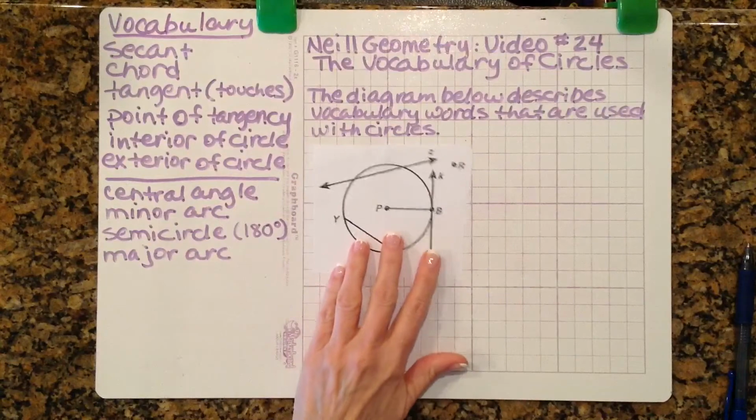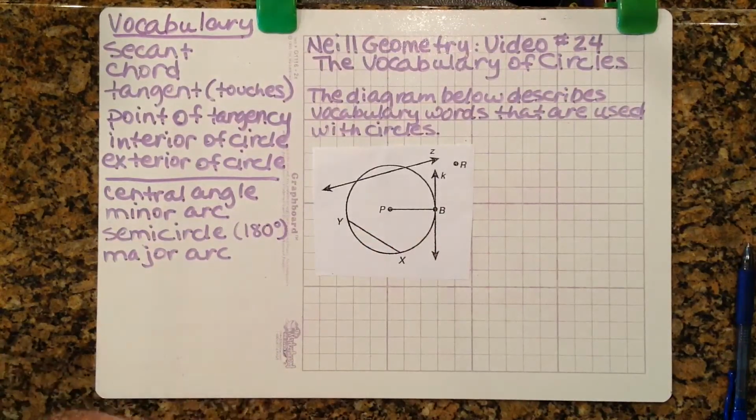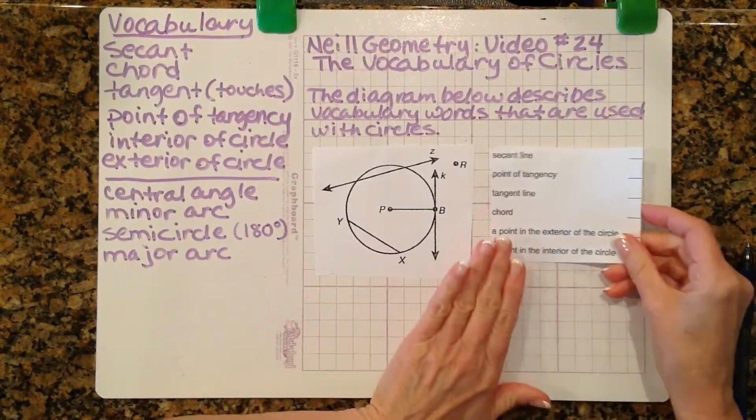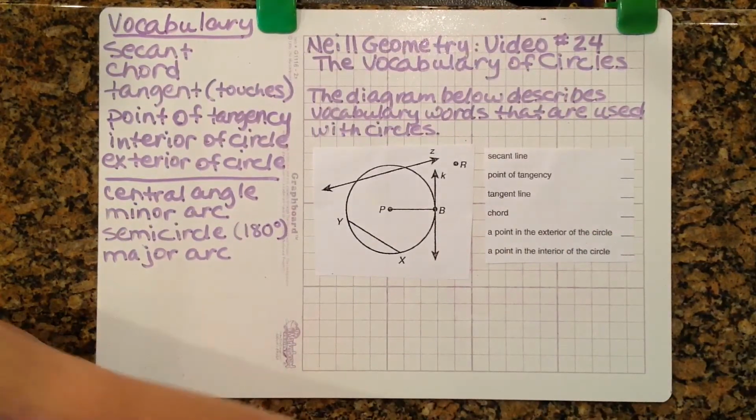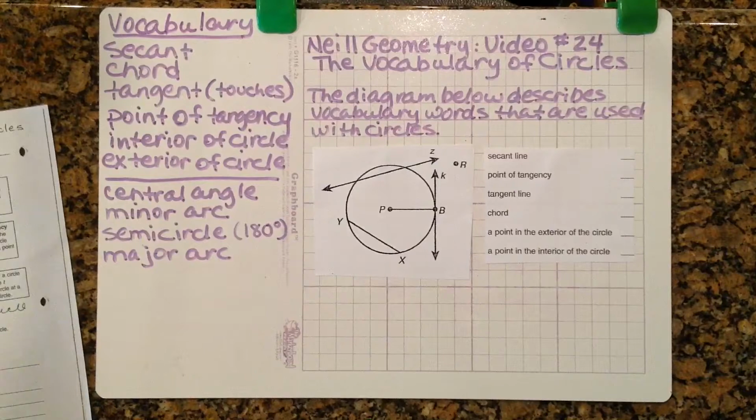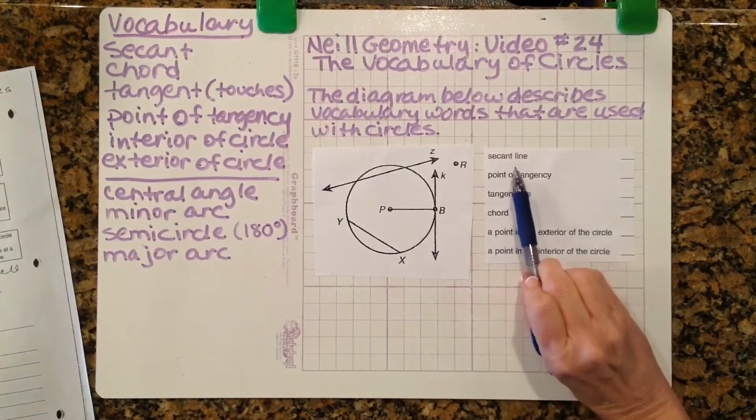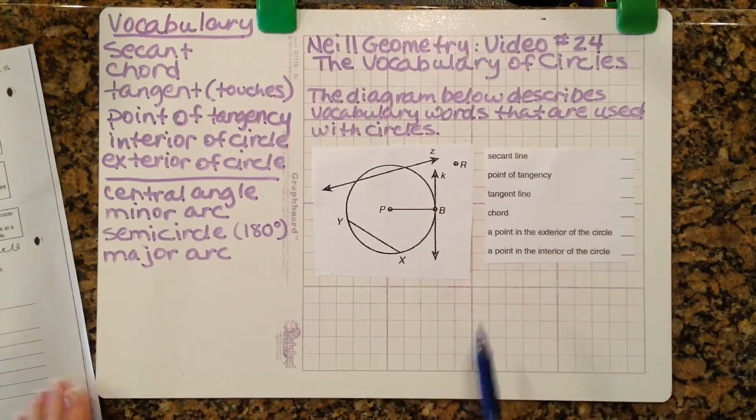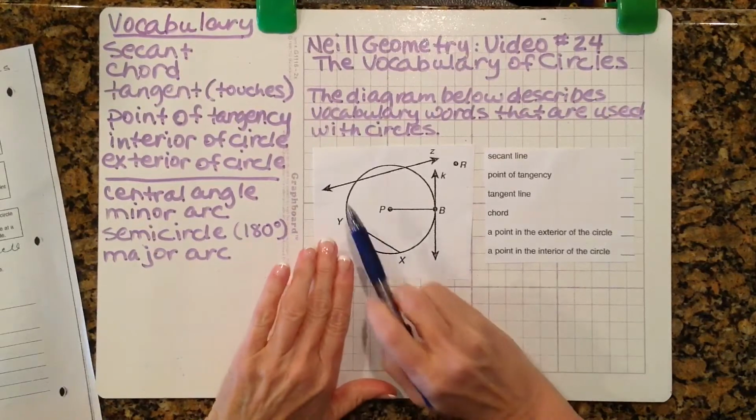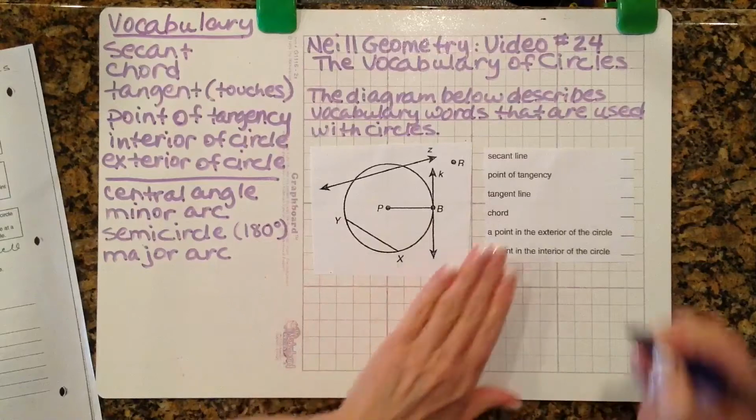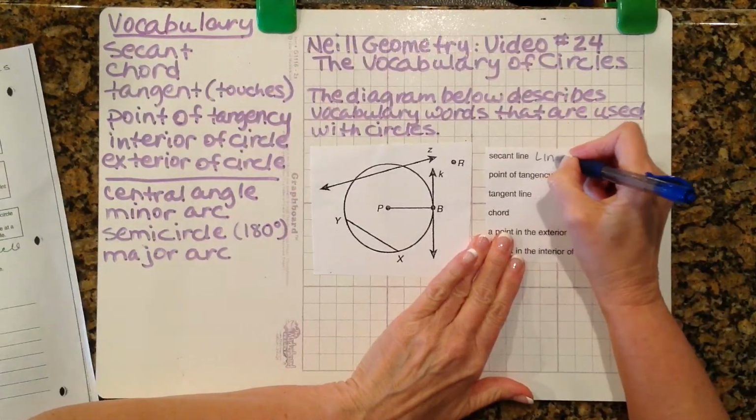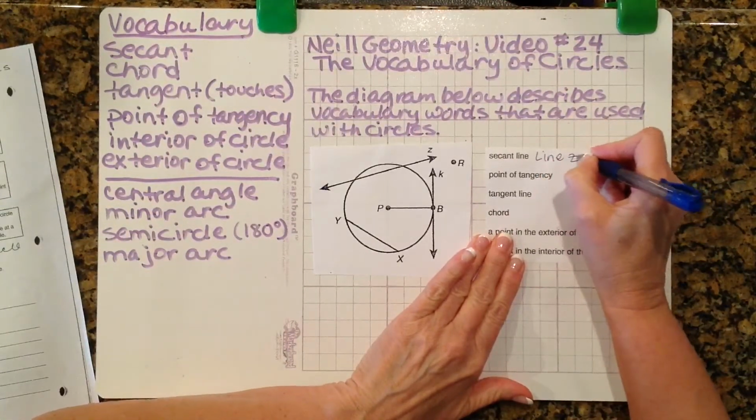Here we go right here. Here's our example. Looks a little bit different from the last one. And what we're going to be doing is finding those things right there. All right. So our secant line, a secant is a line, has to be a line, and it has to go through 2 points on the circle. So that would be line Z right there.